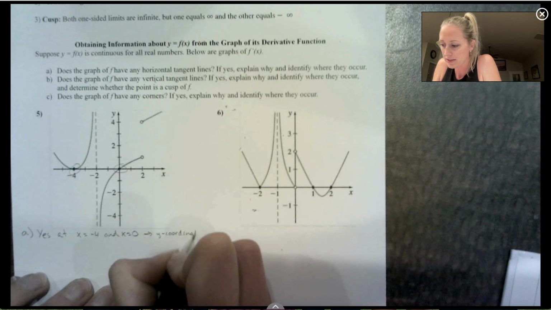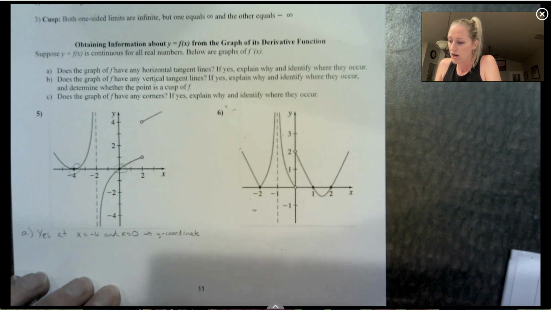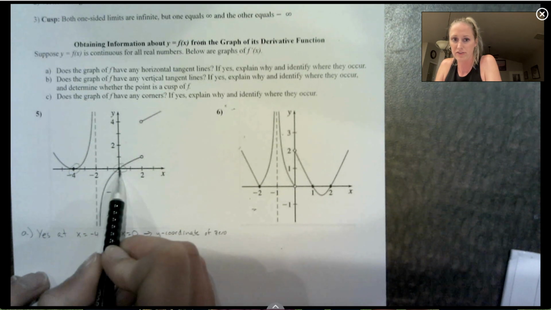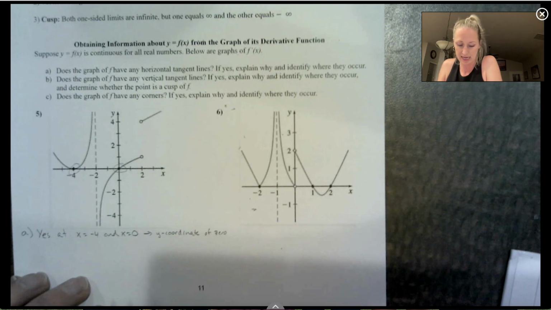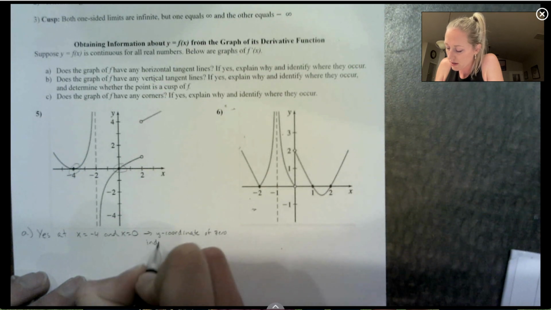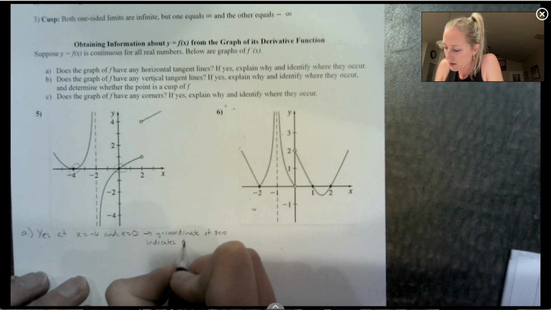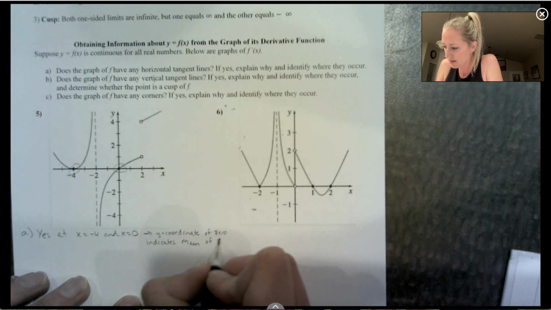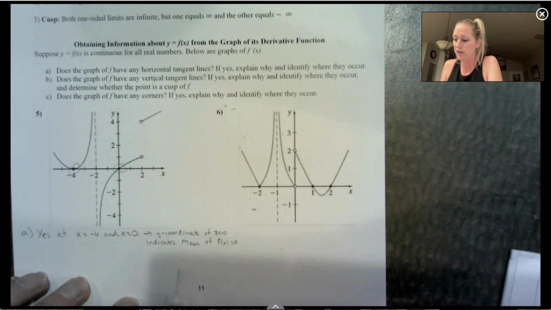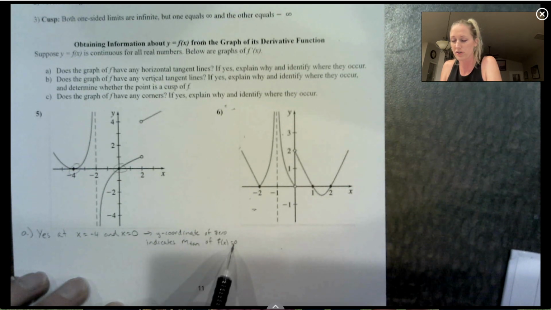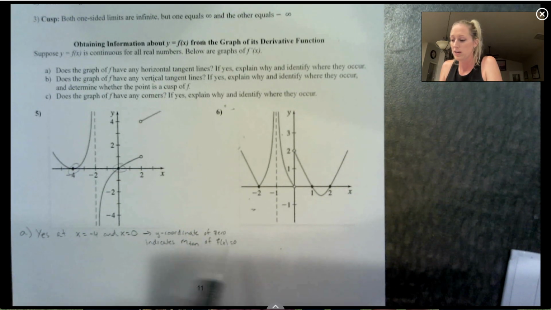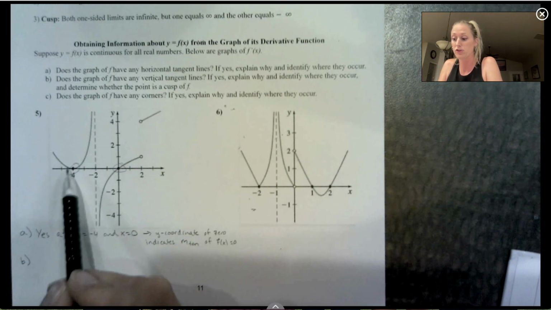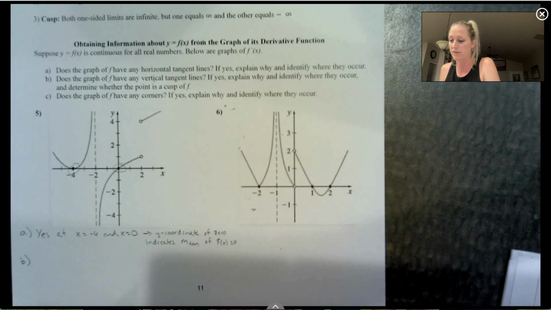The y coordinate of 0, so we have, right, y is 0, y is 0. So a y coordinate of 0 indicates the slope of the tangent line of f of x is 0. Okay, so that anytime I have a slope of 0, right, we know that's a horizontal tangent line. Okay, so we do have 2 places where I have a horizontal tangent line on f of x.